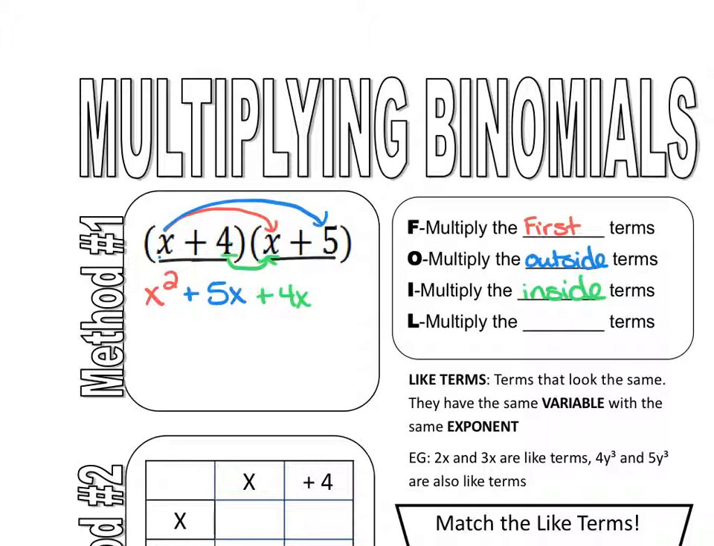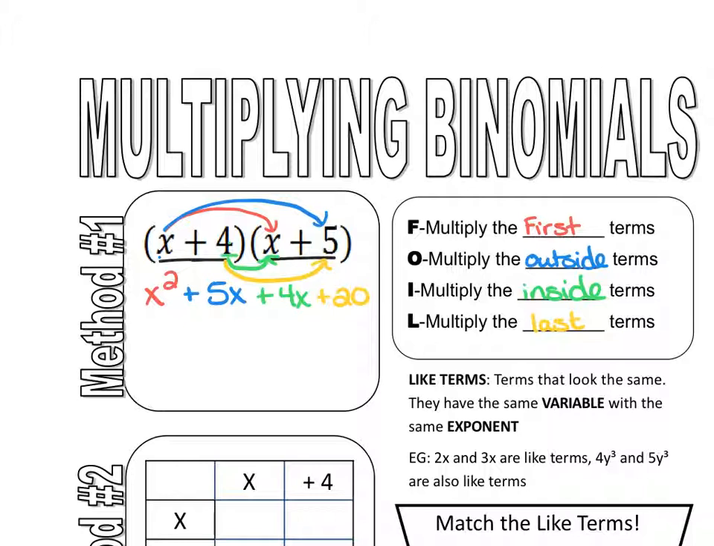And then the L stands for the last terms, the two last terms in each of the brackets. So we're going to do 4 times 5. Positive 4 times positive 5 is positive 20.